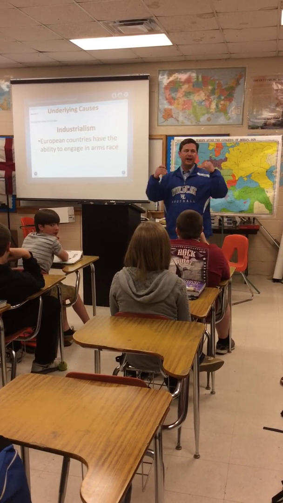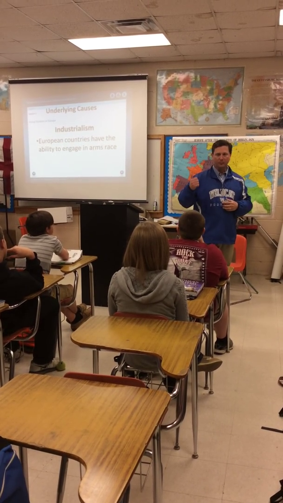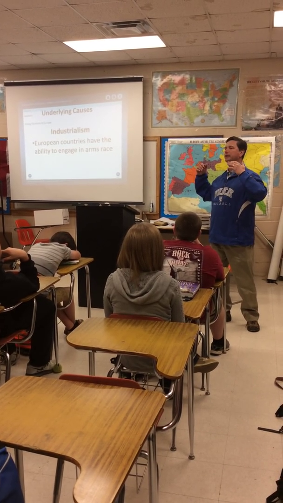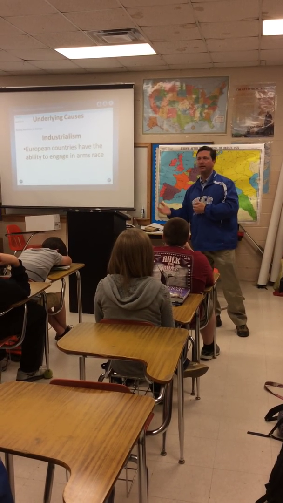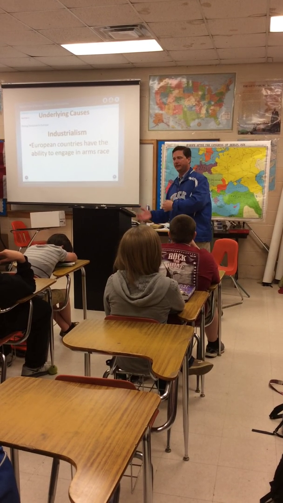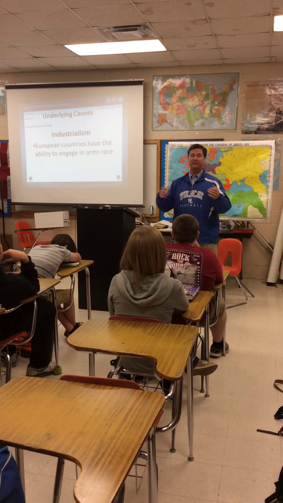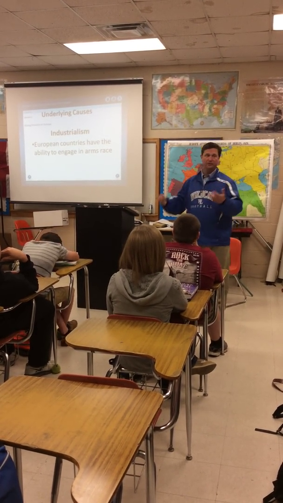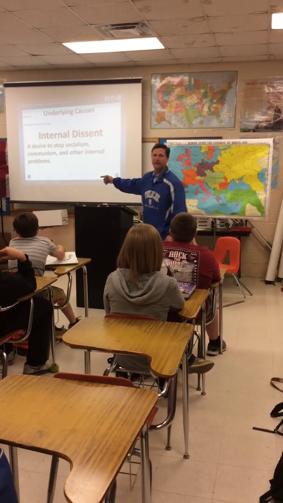There were a few underlying causes. Underlying all of these that we've talked about, these 3, one was industrialism. We've talked about that a lot. These countries had factories that made lots of stuff. And before industrialism, these countries had hundreds of guns. Now with industrialism, they had thousands of guns and thousands of uniforms and thousands of boots and thousands of everything, and they all thought that they were really cool because of industrialism. They had lots of stuff. Okay? Now, next, internal dissent.